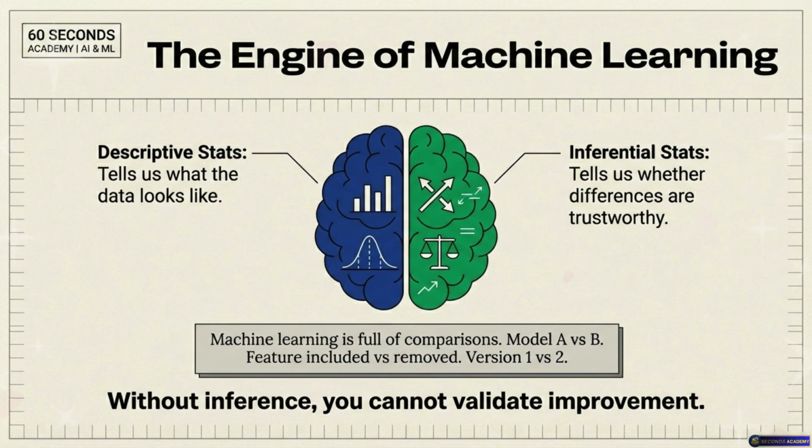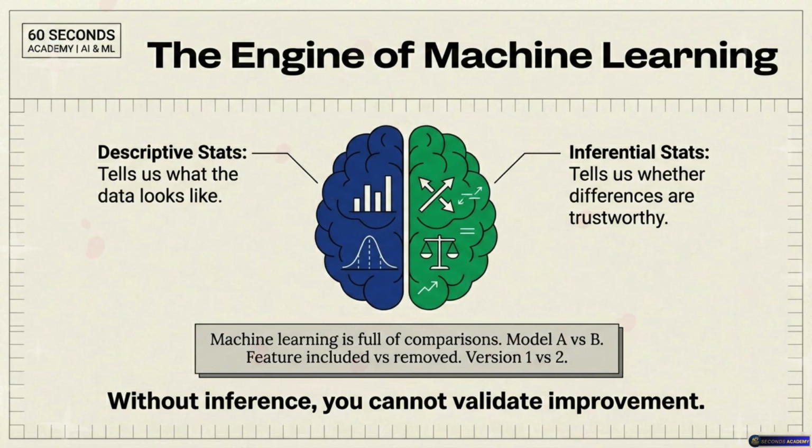Today is about inferential statistics. Inferential stats take that photograph, look at the specific details and differences within it, and tell us whether we can trust those details when we apply them to the wider unseen universe outside the room. Machine learning, at its absolute core, is an industry utterly obsessed with comparisons. We are constantly, obsessively comparing. Is Model A better than Model B? Does the data set with a new feature outperform the baseline data set? Does version 1 of the app generate more revenue than version 2?